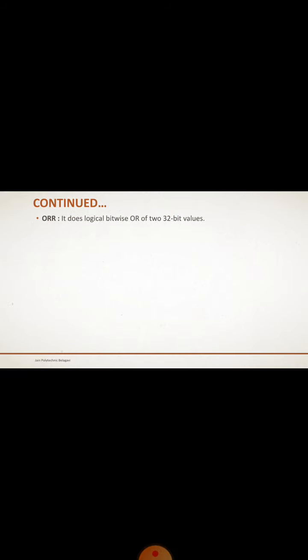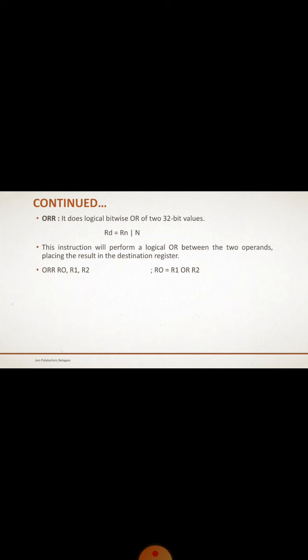The next instruction is ORR, that is, the OR operation. It does logical bitwise OR of two 32-bit values, that is, Rd = Rn | N. This instruction will perform a logical OR between two operands, placing the result in the destination register. ORR R0, R1, R2: R0 is equal to R1 OR R2. ORR R0, R1, #0x800. In this, R1 is ORed with the immediate value and then the result is stored into R0.